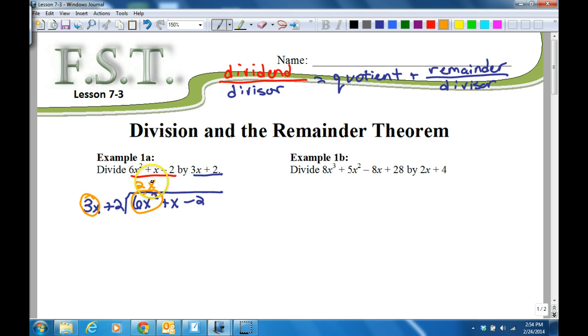2x times 3x is what? 6x squared. 2x times 2 plus 4x. Okay. Now we're going to subtract. So if I'm subtracting, this is going to become negative and this becomes negative. So 6x squared minus 6x squared is what? 0. What's x minus 4x? Negative 3x. Okay? Now I'm going to bring down the negative 2.